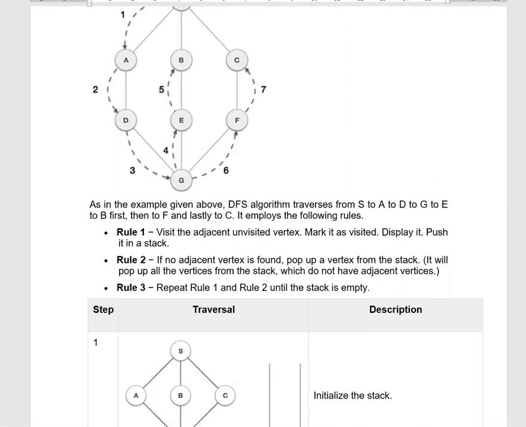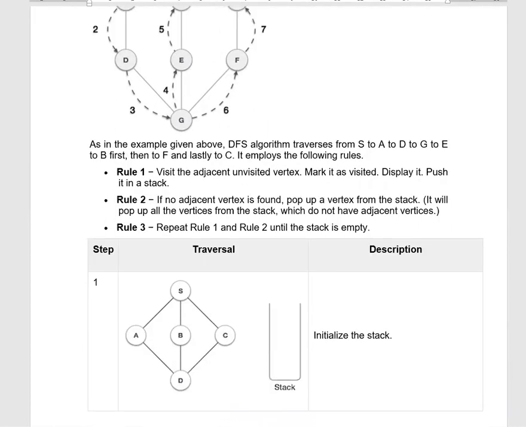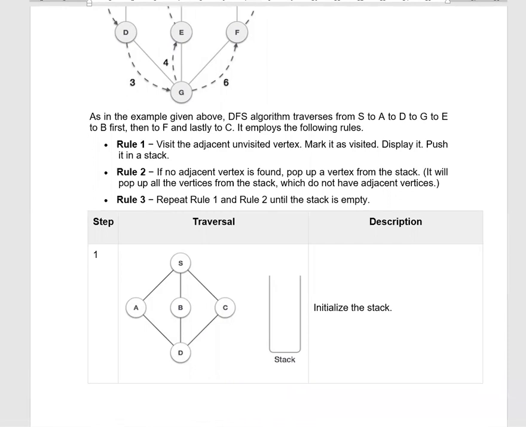That is, rule 1 is visit the adjacent unvisited vertex, mark it as visited, display it, push it in a stack. Then second one, if no adjacent vertex is found, pop up a vertex from the stack. It will pop up all the vertices from the stack which do not have adjacent vertices. Now next one is rule 3, that is repeat rule 1 and rule 2 until the stack is empty. So there is an example of one traversal graph.